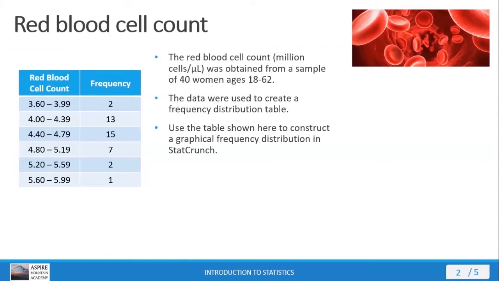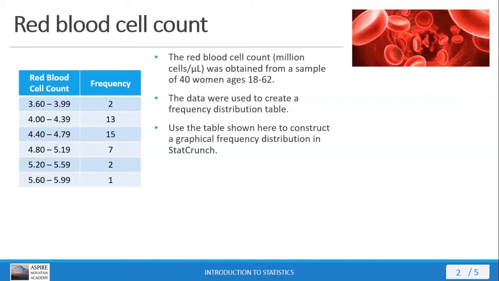Okay, let's look at an example problem to give some context to our method. Here we've got blood samples that were obtained from 40 women. Presumably, the women were randomly selected. They're aged between 18 and 62, and the red blood cells in each sample were counted and recorded in million cells per microliter. The data were then used to create the frequency distribution table that you see here on the screen. Can you construct the graphical representation of the frequency distribution?